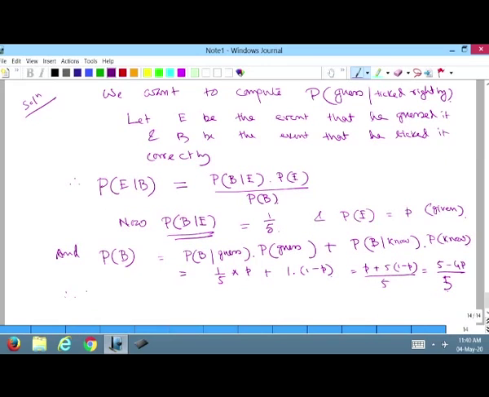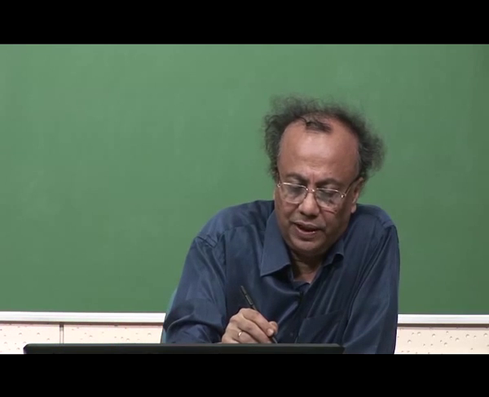Therefore, the probability of E given B is equal to P by 5, P into 1 by 5, divided by (5 minus 4P) upon 5, which is equal to P upon (5 minus 4P). That is the answer. Let us solve another problem.